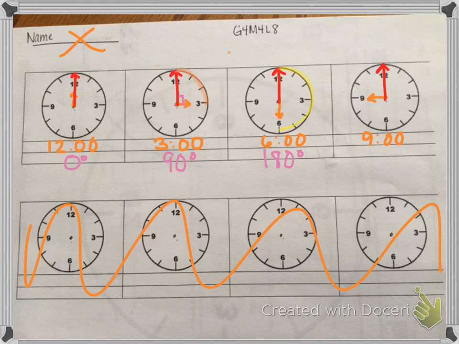Now let's look at 9 o'clock. Again, the hour hand started at the 12, and it traveled all the way around to the 9. It traveled past 180, 90 more. So we say it traveled 270 degrees. This angle is 270 degrees. Okay? Make sure yours looks like mine. Remember, pause anytime you need to.